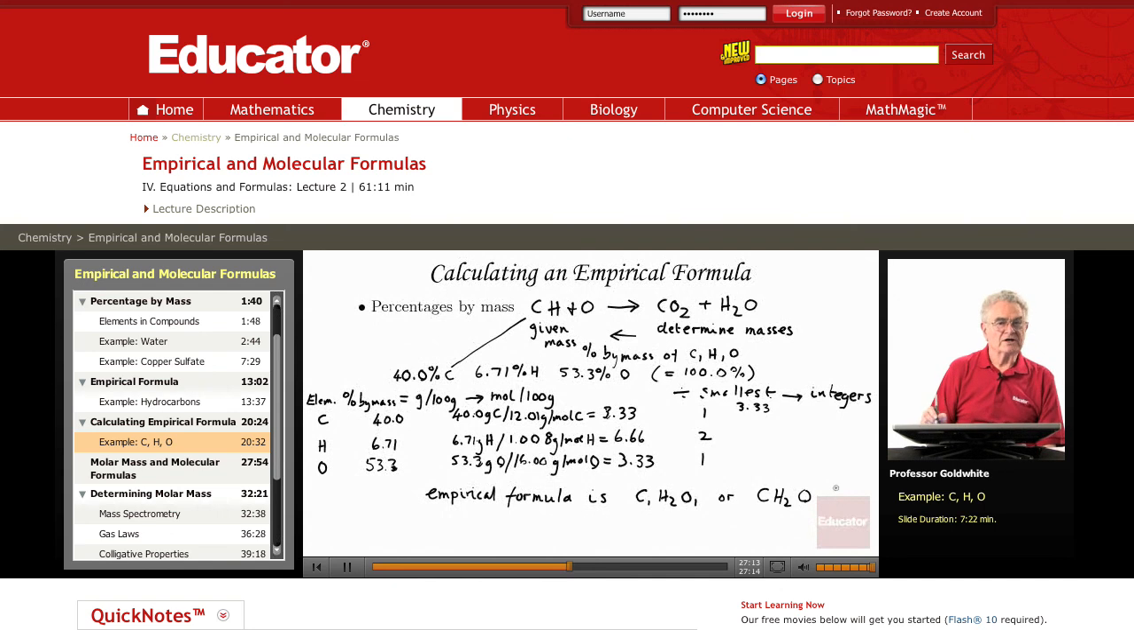For determining which it is, we need molecular mass information or molar mass information. So this could be CH2O, or C2H4O2, or etc., including C6H12O6.